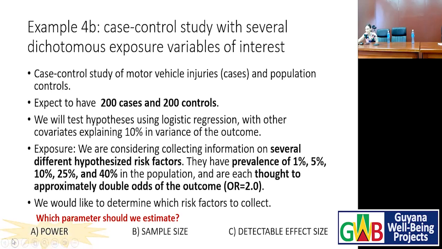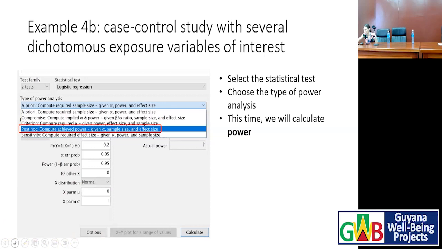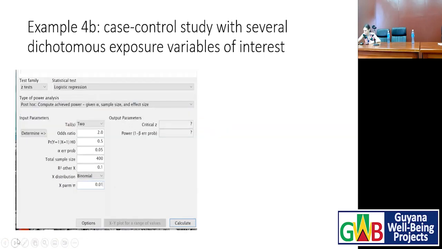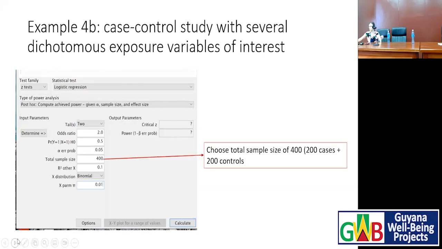So this time we're going to go for power. We have the number of cases and controls already, and we have the odds ratio that we want to detect, which is 2.0. So we'll calculate what power we have. This time we're again sticking with logistic regression, and for our type of power analysis, we'll pick power. Okay, so here our total sample size is 400. That's the 200 cases plus 200 controls.